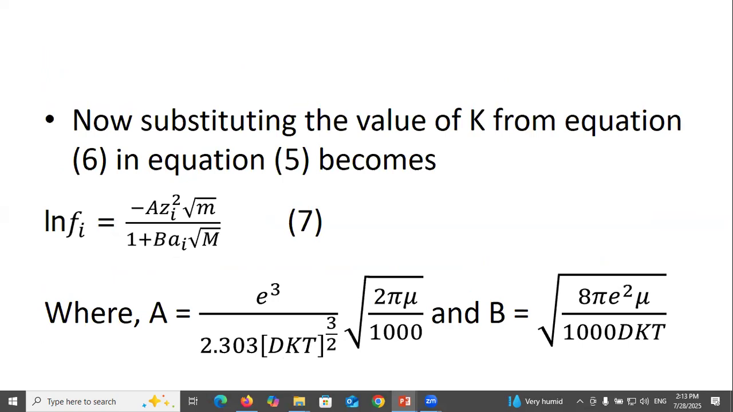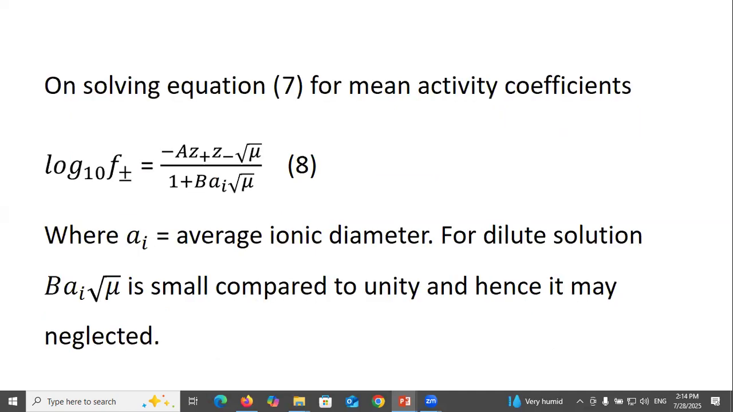Now substituting the value of K from equation 6 in equation 5, ln fi equals minus A zeta i squared root mu over 1 plus B ai root mu, equation 7, where A equals e cubed over 2.303 root over 3 by 2 DkT root over 2 pi N over 1000 and B equals root over 8 pi N e squared over 1000 DkT.